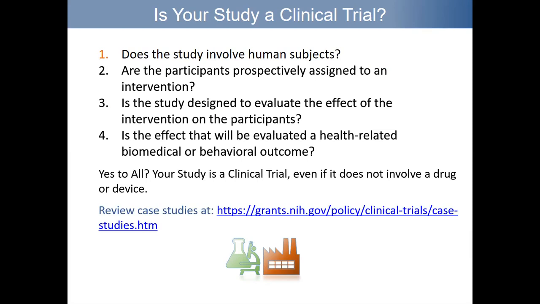In addition, they also have resources to help you determine, is your particular intervention actually an intervention, or is it more of an observation? What is the definition of prospective assignment? So it helps you define these things if you have studies where you're really not sure if your study is a clinical trial, even after answering these 4 questions. And later on in the presentation, we will talk through some specifics of the protections that you need to be aware of and have in place if your study does meet the definition of a clinical trial.